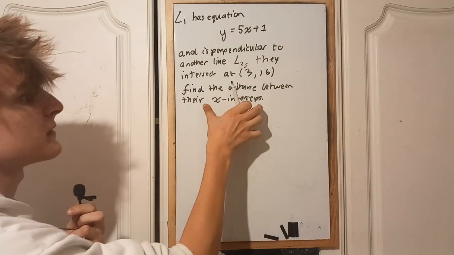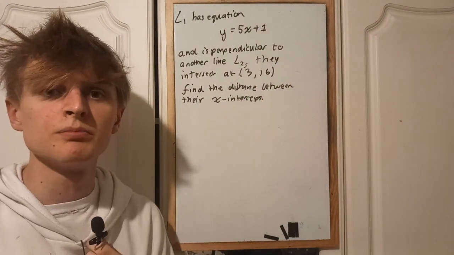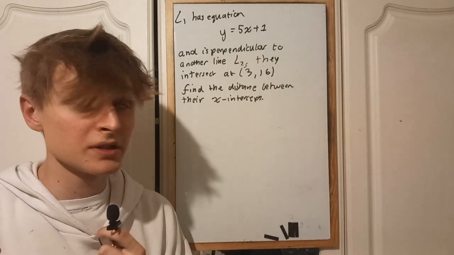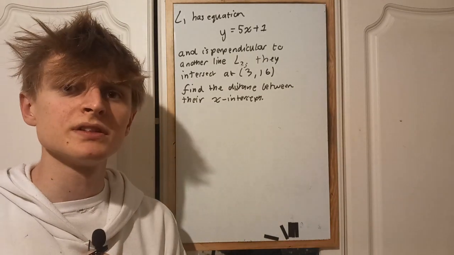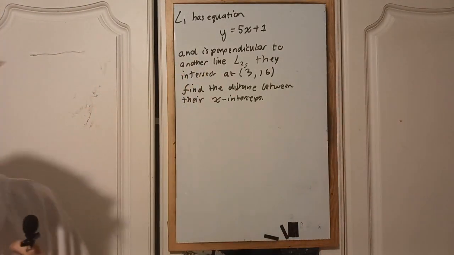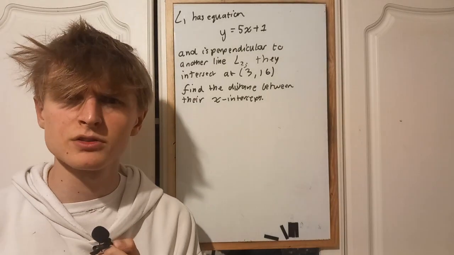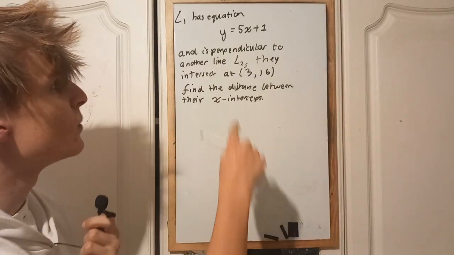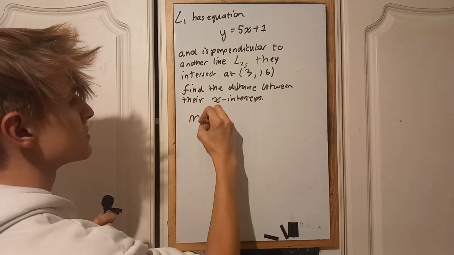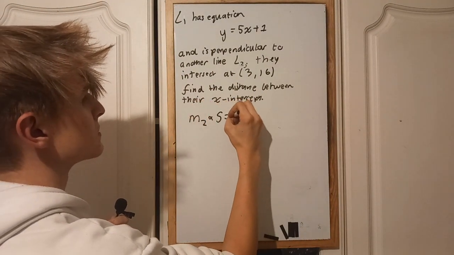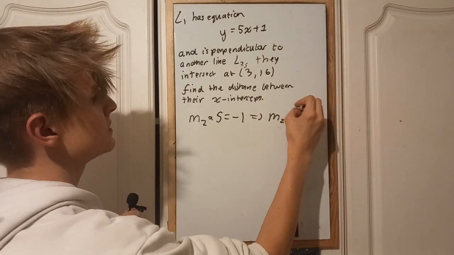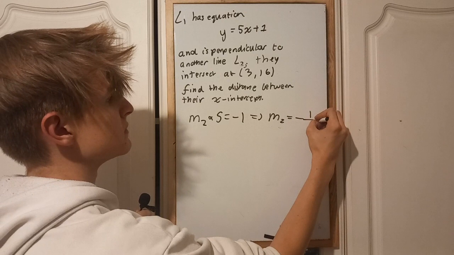If we're going to figure out their x-intercepts, we're going to need to know both lines' gradient and y-intercept. In other words, we're going to need to know both of their equations. So we know line L1's equation, but how are we going to figure out L2's equation? Well, as mentioned before, we can easily get its gradient. We know that the gradient of line 2, which I'll call m2, times 5 equals negative 1. Therefore, the gradient of line 2 is equal to negative 1 over 5.